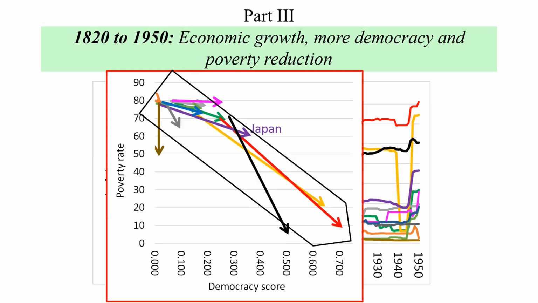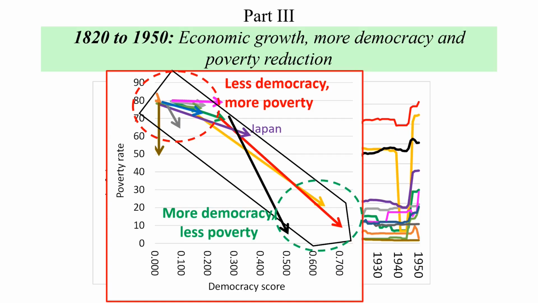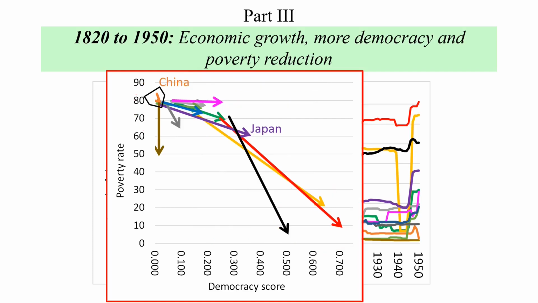There is a kind of path that most countries follow, from less democracy, more poverty here, to more democracy, less poverty here. Some countries moved very little, especially China, which during this period hardly moved in this graph at all. And of course, some countries moved a lot. But some countries followed a path that deviated from the general path a bit.